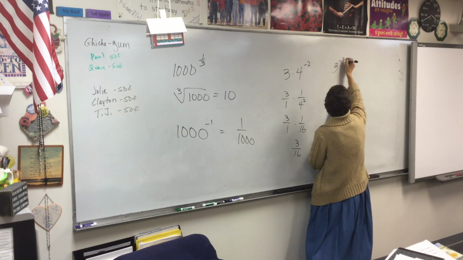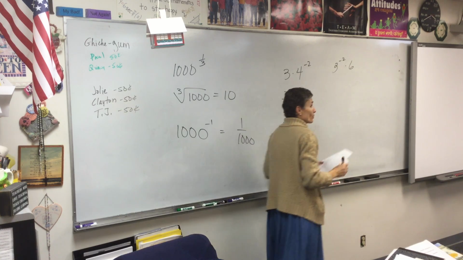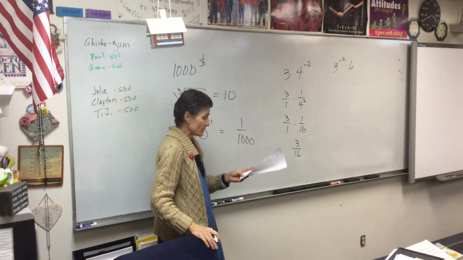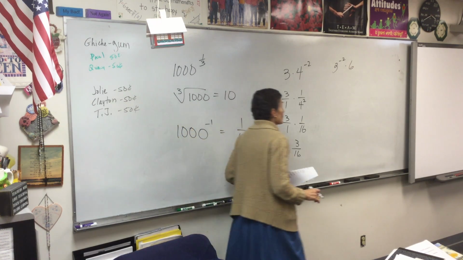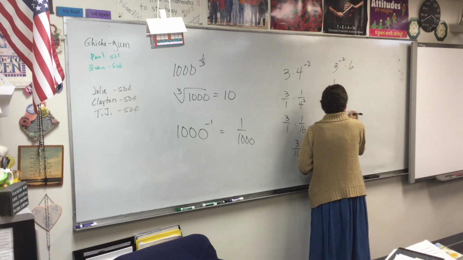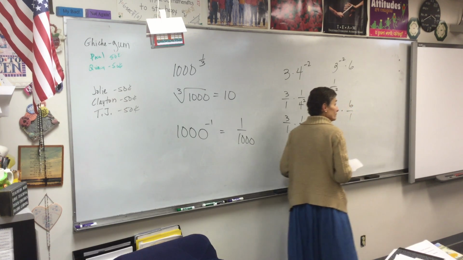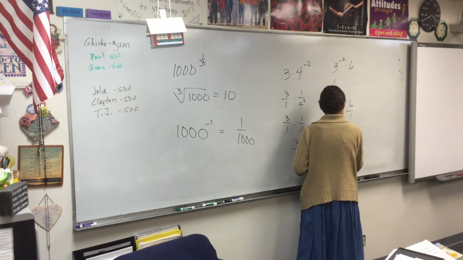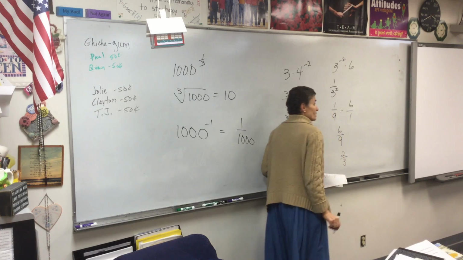26 is exactly the same, but in a different order. They are separate numbers. What's 3 to the negative second? 1 over 3 squared, which is 1/9, times 6 over 1. That reduces. That's 6/9, which happens to reduce to 2/3.